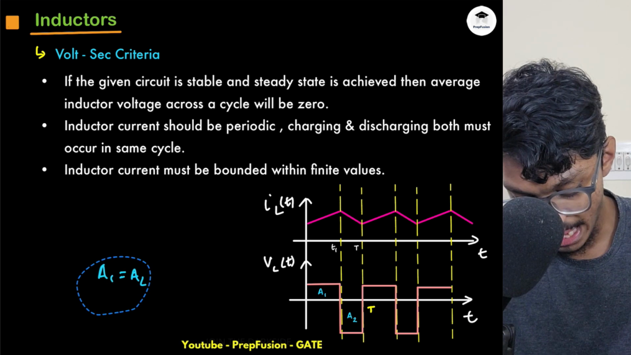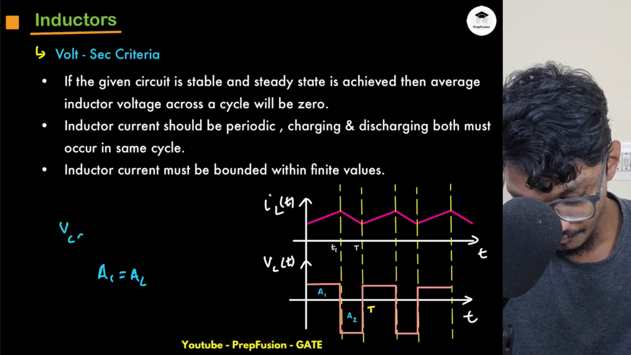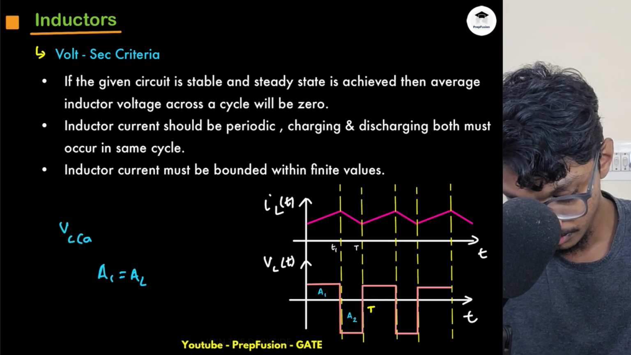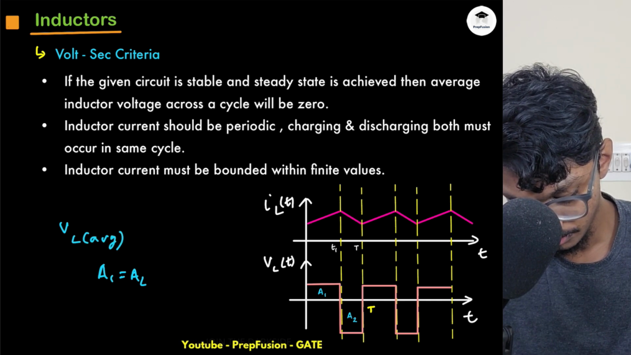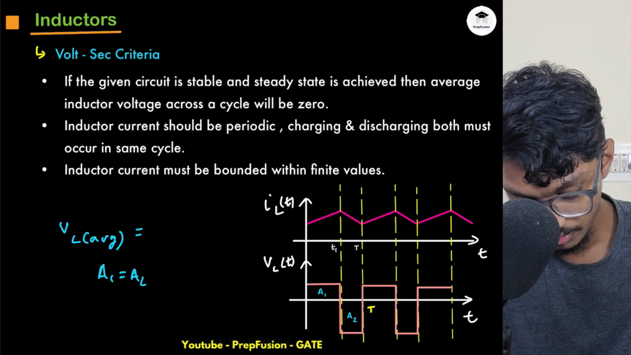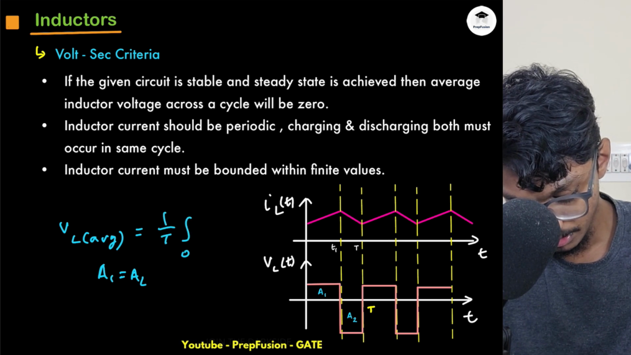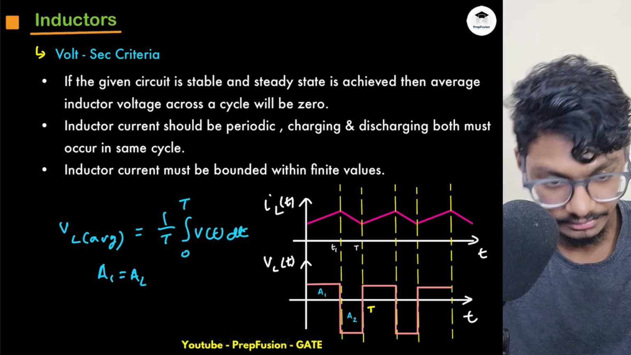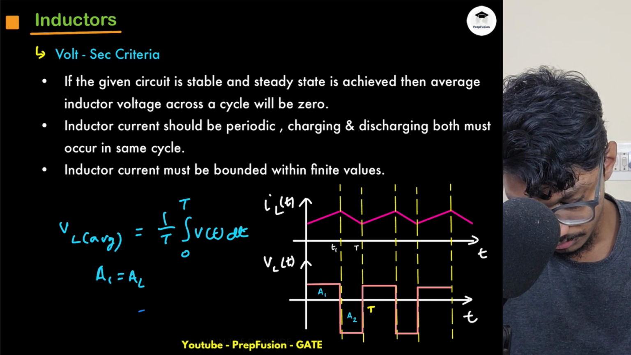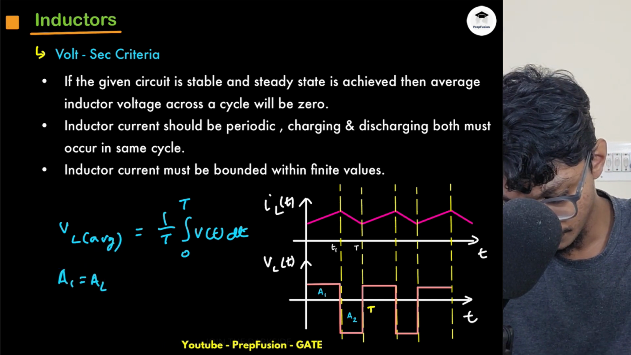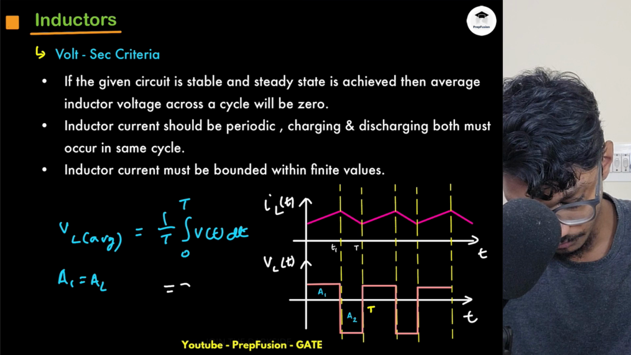Why? Because of the average voltage. How do I compute the average? VL average will be what? It will be 1 by T, integration from 0 to T, V of t dt, right? And this will be equal to 0.